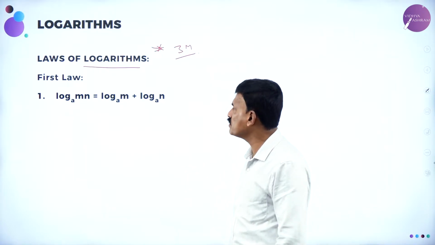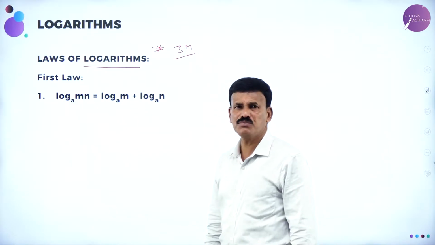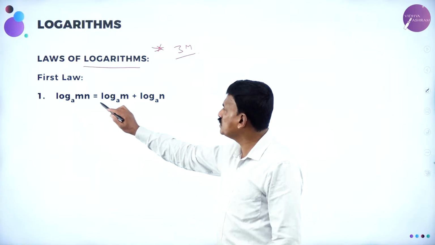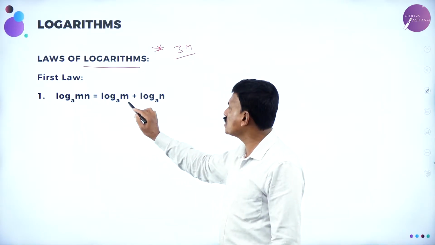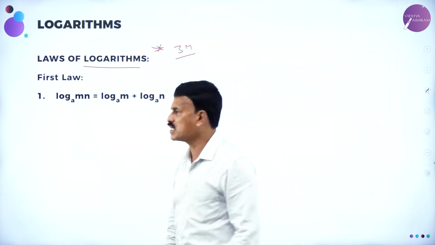The first law of logarithm states that the logarithm of mn to base a is always equal to log m to base a plus log n to base a. Logarithm of mn to base a is always equal to log m to base a plus log n to base a. Now let us come to the proof.